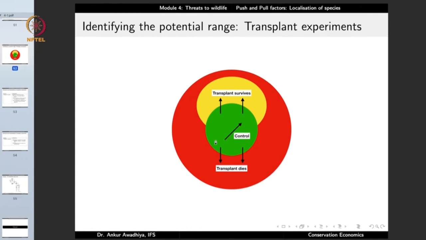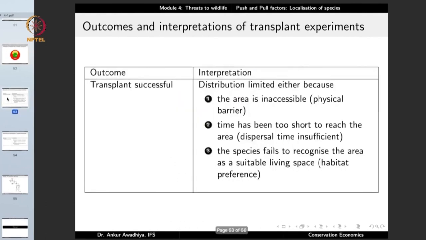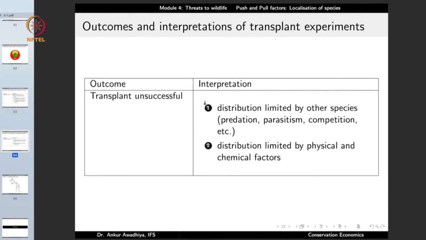But if we do a transplantation experiment from this green to the red zone and the organisms die, then we will say that there is something in this red zone that is not allowing these organisms to thrive. A good example is when algae are shifted to areas that have sea urchins. So transplantation experiments are used to determine whether the distribution is limited because the area is inaccessible due to a physical barrier, or it is a factor of dispersal that will take a bit more time, or whether there is a habitat preference, or whether the distribution is limited by other species, such as because of predation, parasitism, competition, and so on, or whether it is limited by physical and chemical factors. So transplantation experiments help us decide what is the reason for a particular abundance and distribution or localization of the species.